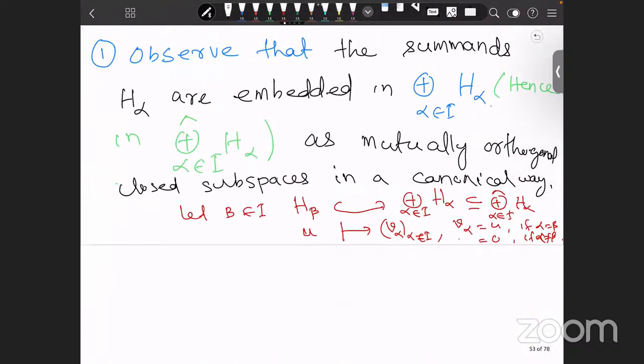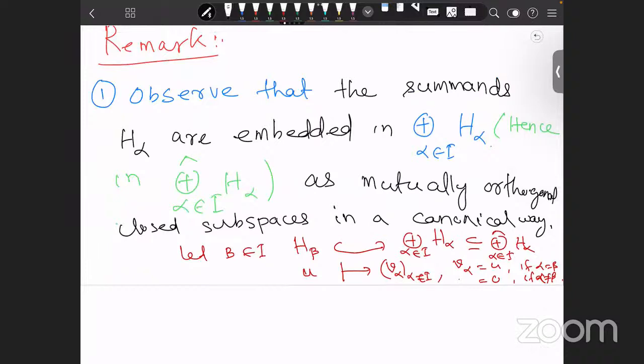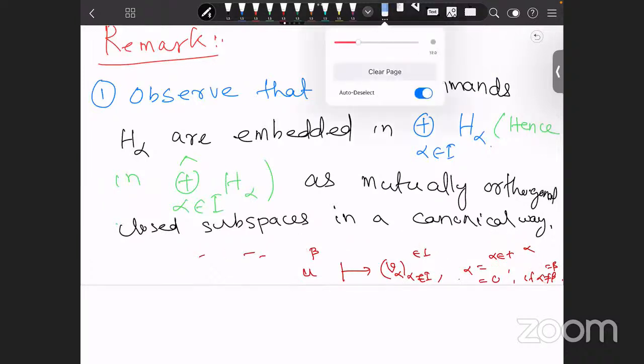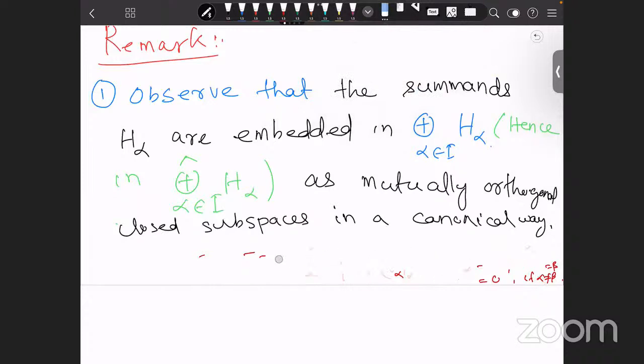Observe that each H_α is embedded in the algebraic direct sum of H_α. Hence, in this Hilbert space direct sum of H_α, α in I, the H_α are embedded as mutually orthogonal closed subspaces in a canonical way. What is the embedding?